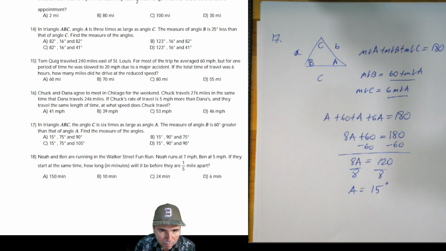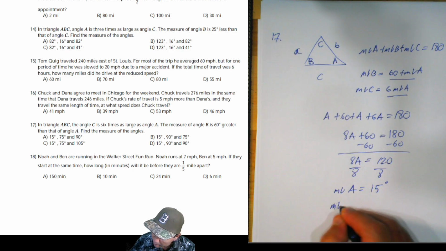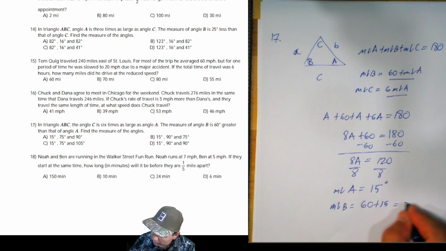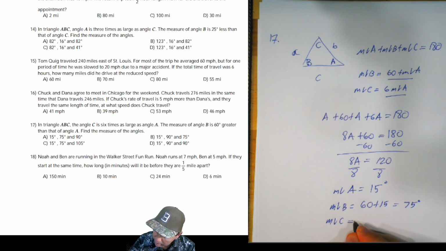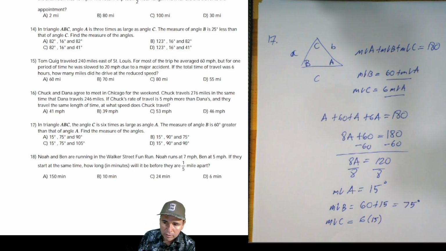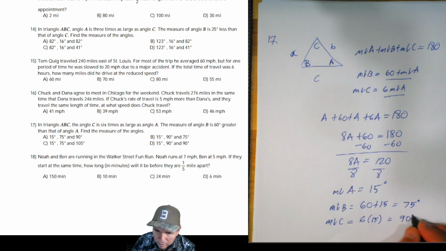But did we answer the question? No, because they want us to answer all of them, right? So the measure of angle A is 15, but what about the measure of angle B? Well, that's going to be 60 plus 15, that's going to be 75. What about the measure of angle C? Well, that's going to be 6 times the measure of angle A, and A is 15, remember? So 6 times 15, that's going to be 90. And there we go. We got all of them. So answer choice B would be the correct answer.